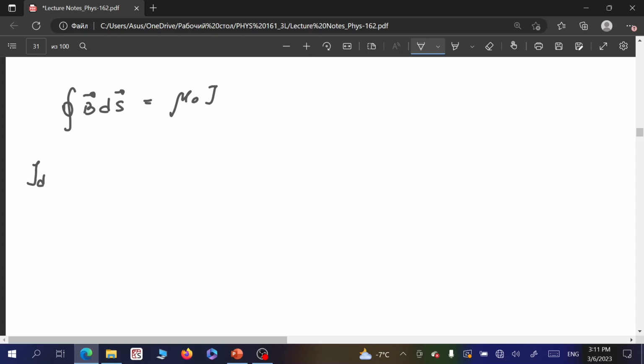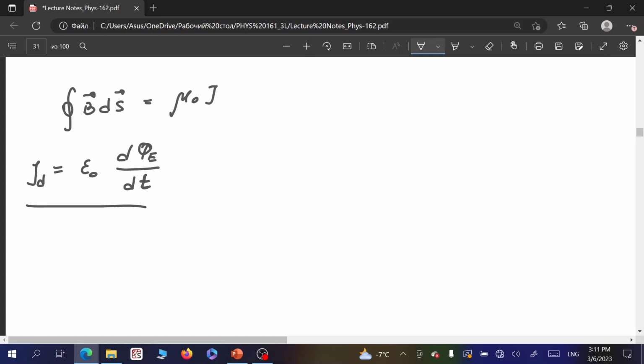And displacement current we introduce as epsilon naught times the first derivative over time of the electric field flux. So that is the additional component which was added by Maxwell to Ampere's law, and then it transformed to Ampere's Maxwell law.